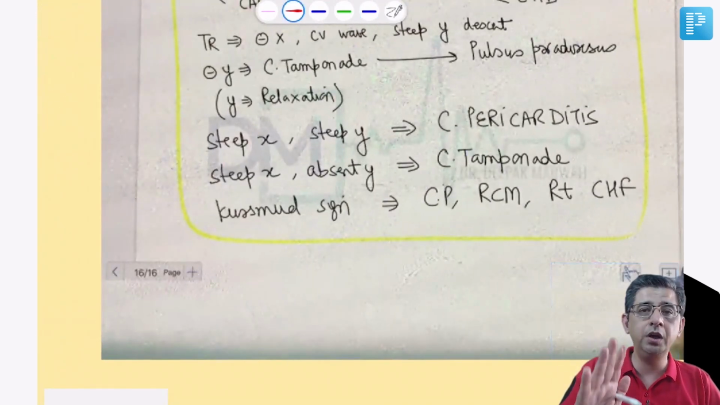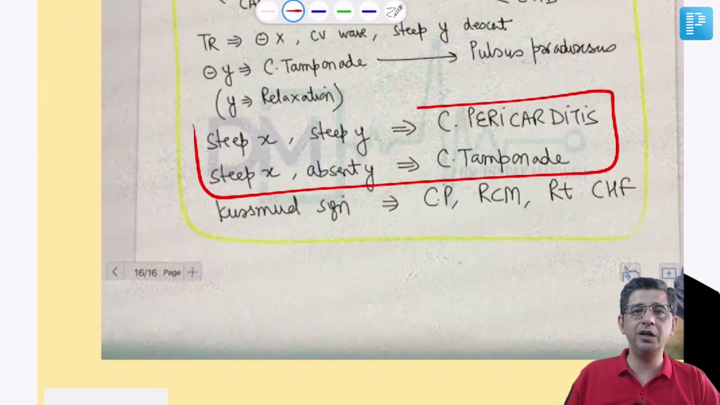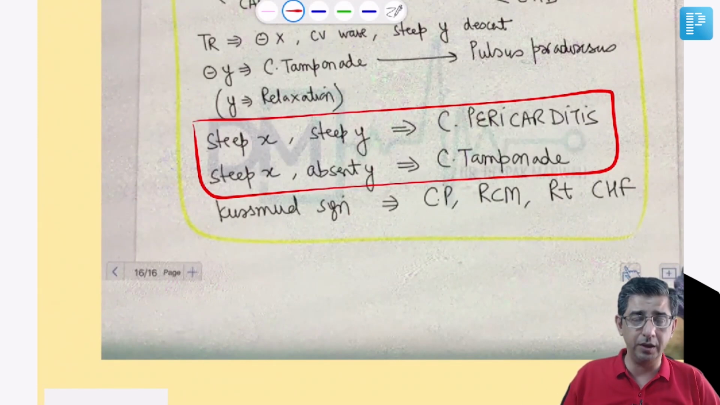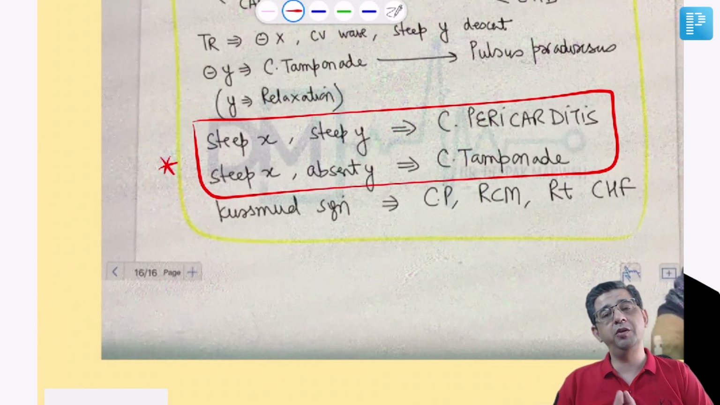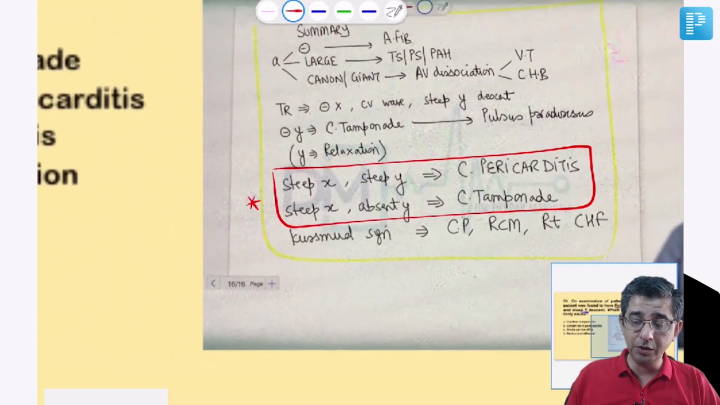Out of JVP in internal medicine, what are you supposed to know? Standard things they teach in physiology also, no? Large J waves are seen in tricuspid stenosis, pulmonic stenosis, pulmonary artery hypertension, you know that. But these are two statements which I always want you to remember from the IM perspective. Steep X, steep Y and a steep X and absent Y. The explanation is given in the app for why this is happening. But at the moment, the time is for solutions.